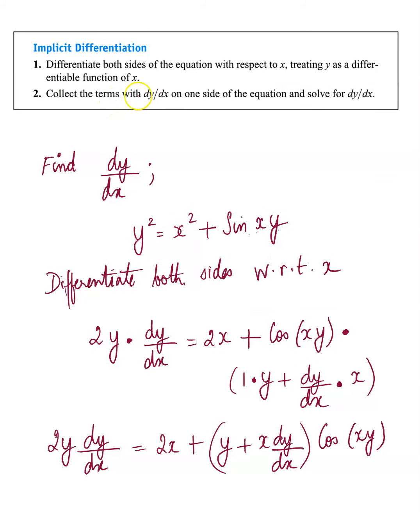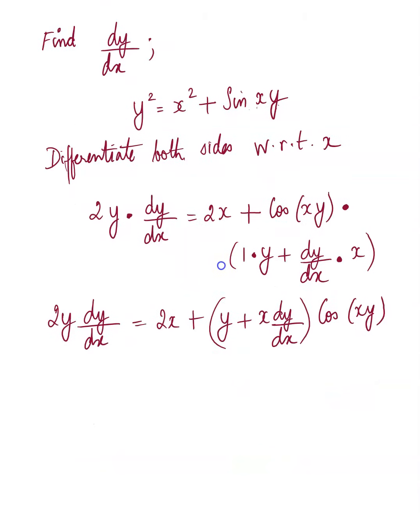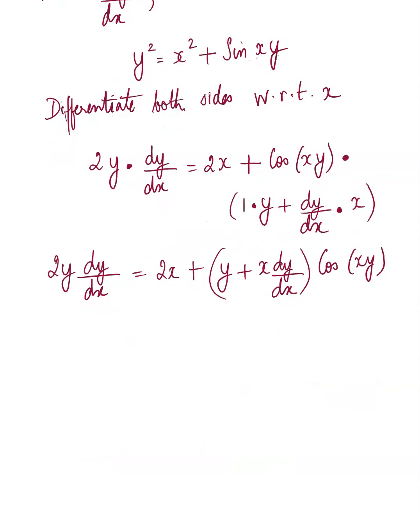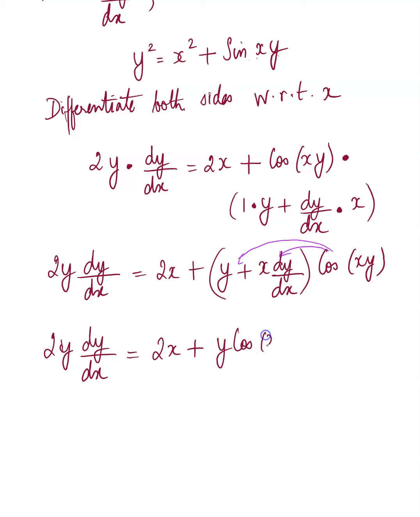Step 2 says collect the terms with dy over dx on one side of the equation and solve for dy over dx. So the next step for me is to distribute this cosine xy with these two terms so that I can get the terms separated. That will allow me to collect all the dy over dx together. So the left side, I write it as it is, 2y dy over dx equals 2x plus y cosine xy plus x dy over dx cosine xy.